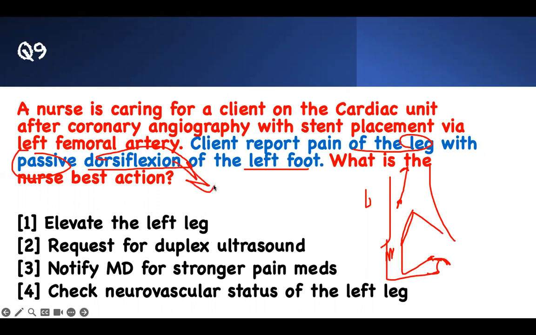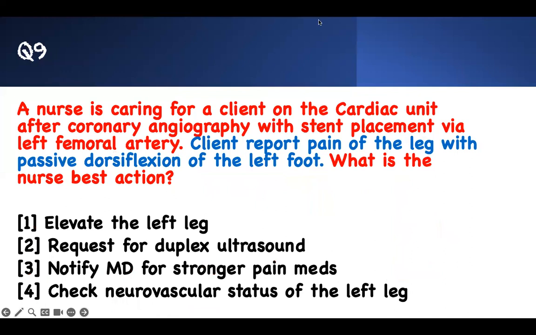This is classic. The word passive dorsiflexion is a buzzword for signs of compartment syndrome, lower extremity. So you should do something about it. Do you elevate the leg? No. Do you check for duplex for DVT? No. Do you call the doctor? Yes. But for stronger pain medication? No. I'll check for pulse and see if he has pulse or if you have neuro. If both of them, dorsiflexion and lack of pulse or neuro changes, yeah, even if there's a diminished force, I'm calling the doctor. So this is the right answer. Compartment syndrome.